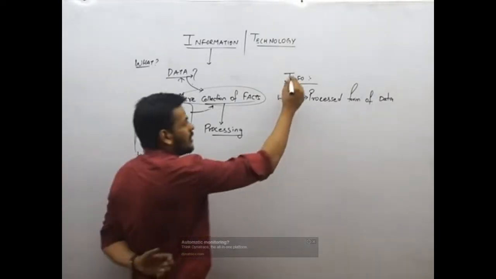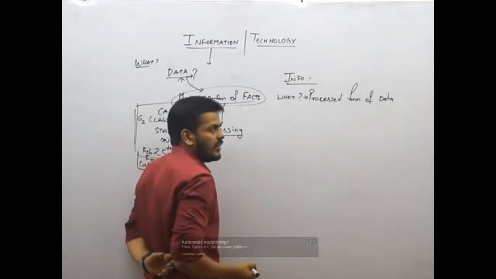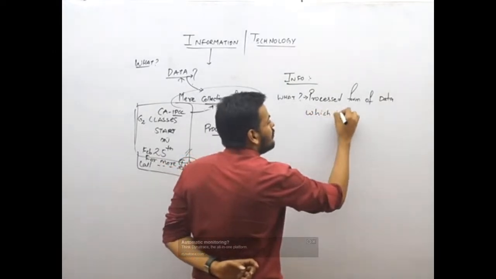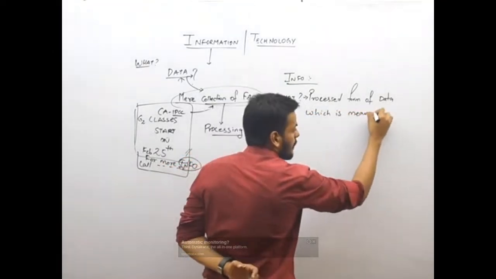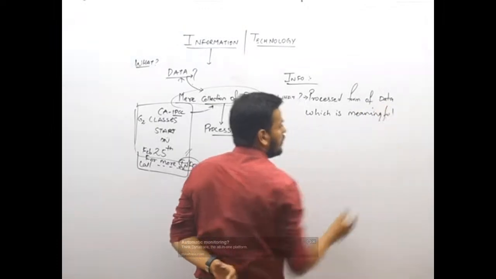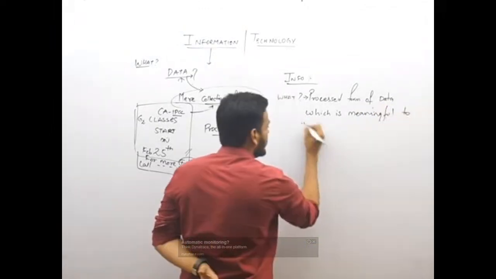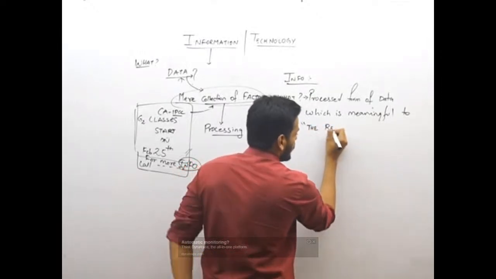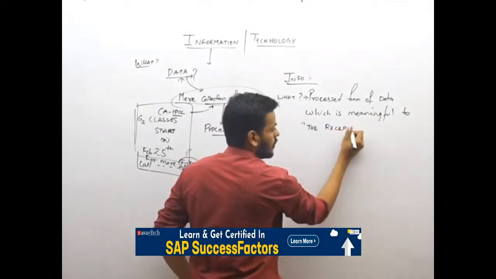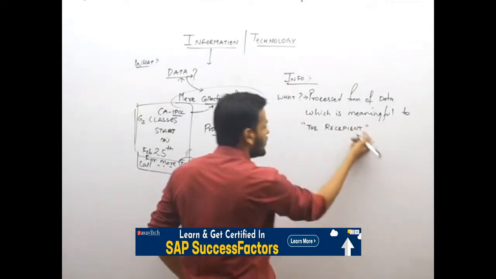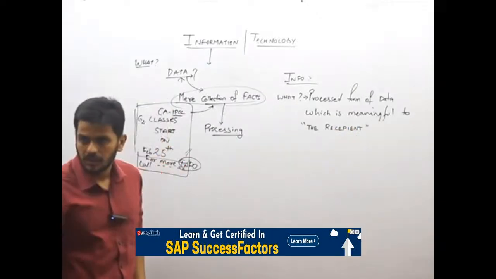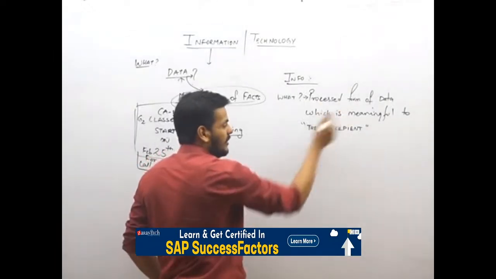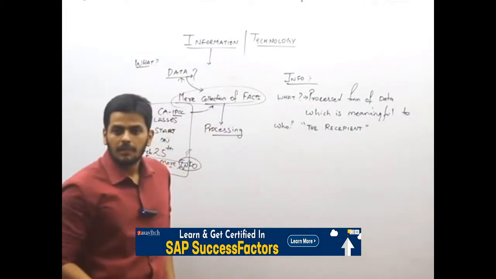So guys, information is a processed form of data which is meaningful to whom? Meaningful to who is that character? Meaningful to the recipient. Which is meaningful to the recipient. So this guy is the most important guy in the definition. Chalo, that is a very simple point. What is information? Processed form of data. To whom is it meaningful? But that's not it.